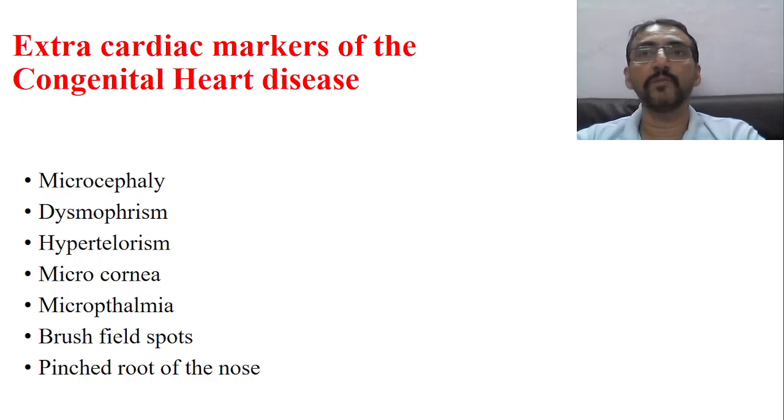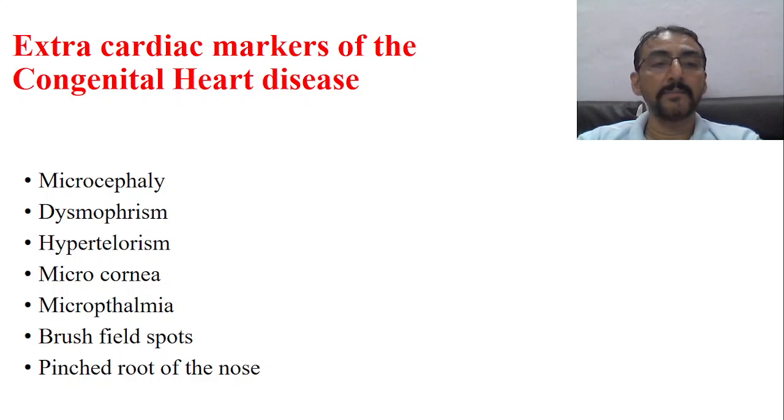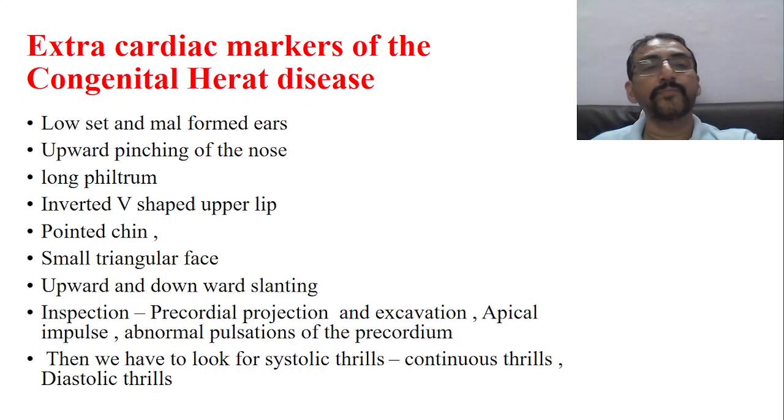Patau syndrome also has involvement of the heart. Williams syndrome also has involvement of the heart. So many syndromes are there. So whenever you get a clue that this child has some dysmorphic features, which suggests that there may be some syndrome, then you have to also look into the cardiovascular system. Hypertelorism, again, is a part of facial dysmorphism. Microcornea, microphthalmia, Brushfield spots, then pinched root of the nose. These are all suggestive of different syndromes.